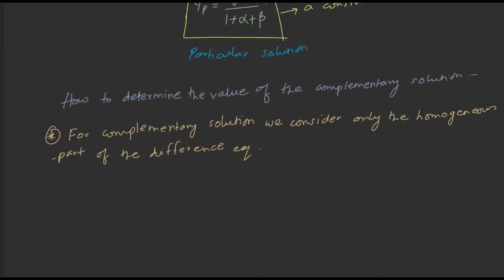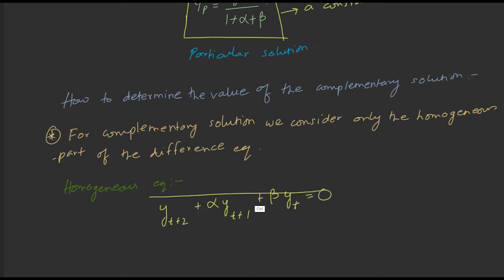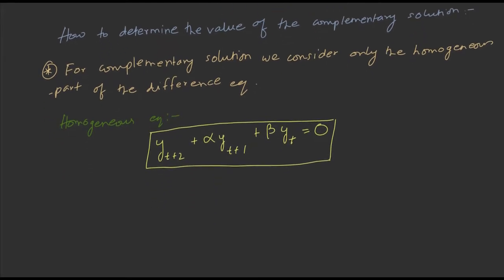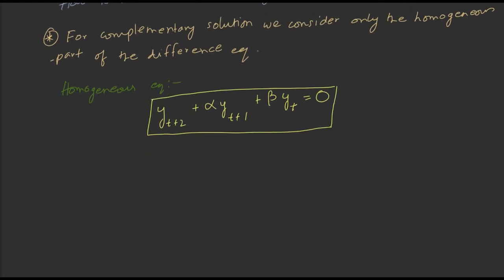So let me write the homogeneous equation: y t plus 2 plus alpha y t plus 1 plus beta y t equals 0. This is our homogeneous equation. We will take the value from this part only. So how will we get yc, which is the complementary solution?